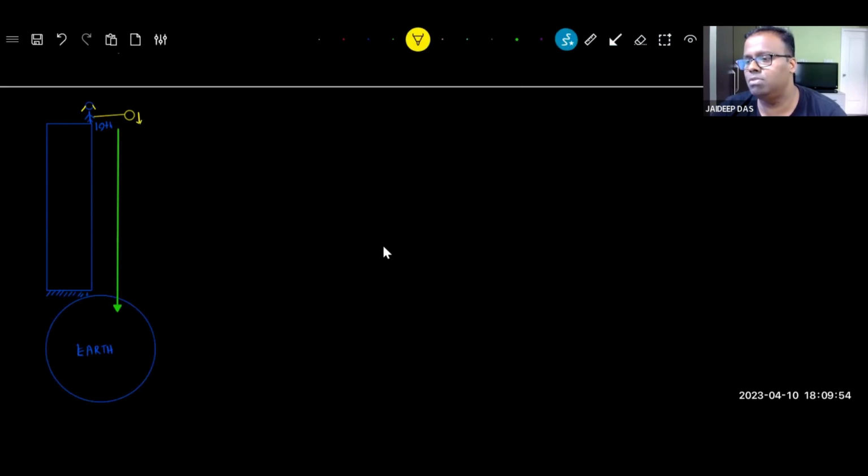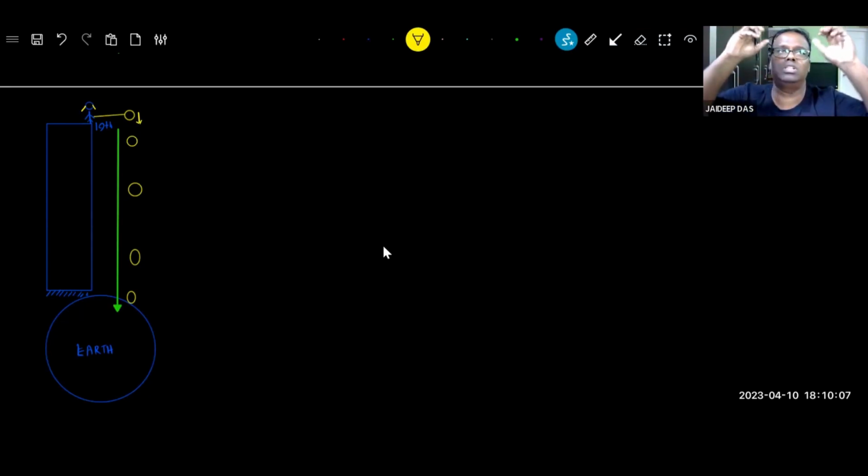Initially, the ball will cover this much distance. In the next second, it will cover more distance. In the next second, some more. And at last, it will come and thud onto the ground. Non-uniform motion. So they may ask you a question: a body that is dropped from a height, does it undergo uniform motion or non-uniform motion? Non-uniform motion. In reality, everything is non-uniform motion. You can't have uniform motion. Done. I'm closing these two topics.